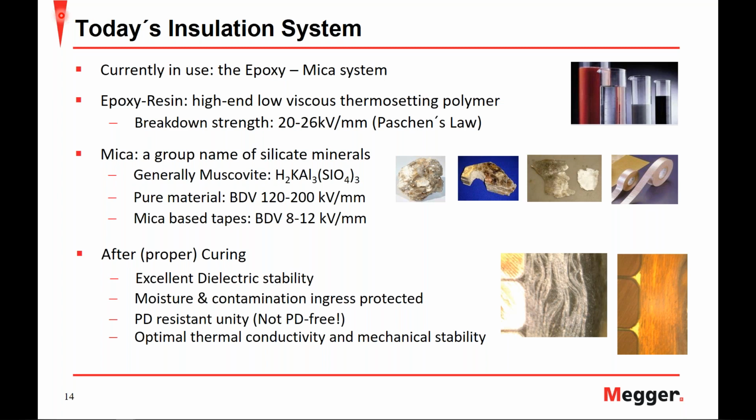Below that, we have mica, which is a group name for the silicate materials where muscovite is generally used. The pure material is shown here in a crystal mica block and can be found in soil and has a breakdown strength of about 120 to 200 kV per millimeter. This pure material is then broken down to flakes as seen here and then used to create these mica-based tapes, which reduces the breakdown to between 8 and 12 kV per millimeter.